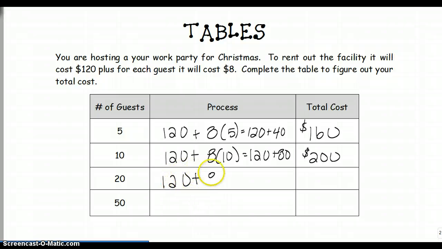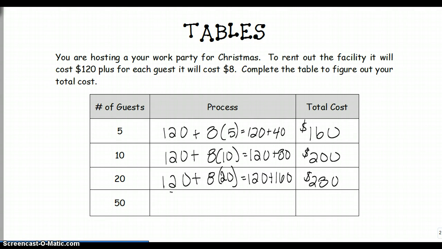Now, if we have 20 people show up, again, you have to do 8 times 20, which gives you 160. So 120 plus 160 will give you $280. So it's $280 in order for 20 people to go to your party.